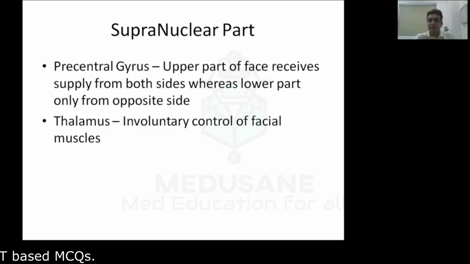The right side facial weakness will be there, but that weakness will be seen only in the lower part of the face, and the upper part of the face will not have any weakness because the same side also gives some fibers to the nucleus of the facial nerve, and that side is not damaged in this case. So in supranuclear palsy, only the lower part of the face is paralyzed, not the upper part.